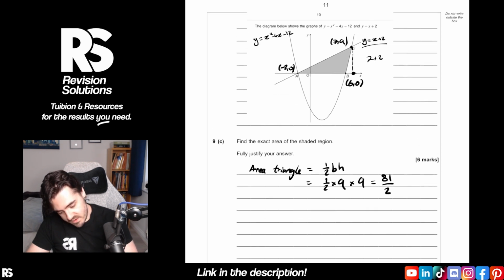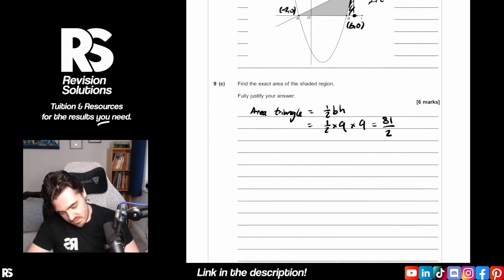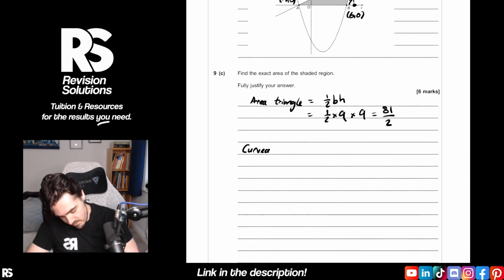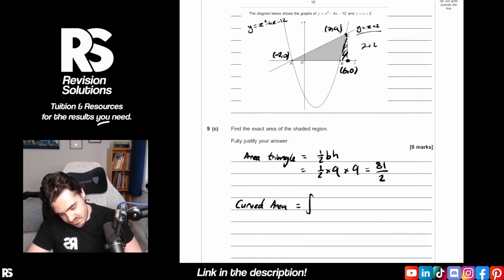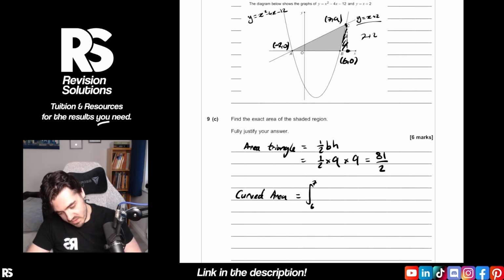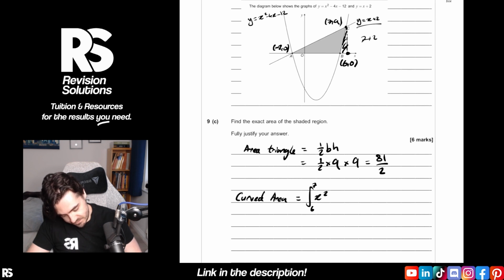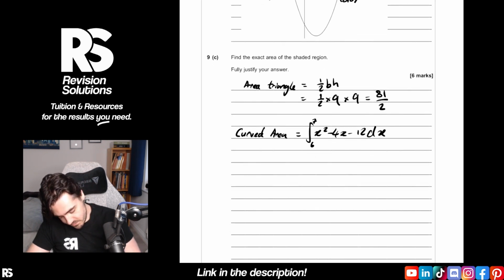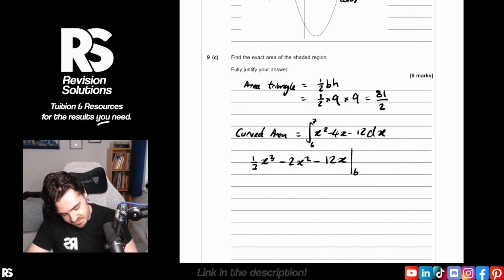Then we find this curved area here. So the curved area is going to be an integral from 6 to 7 of our quadratic. It's bounded by the quadratic and the x-axis. So x squared minus 4x minus 12 dx. So performing our integral, we'd get a third x cubed, minus 2 lots of x squared and minus 12 lots of x. And we still need to evaluate the limits of 6 and 7.